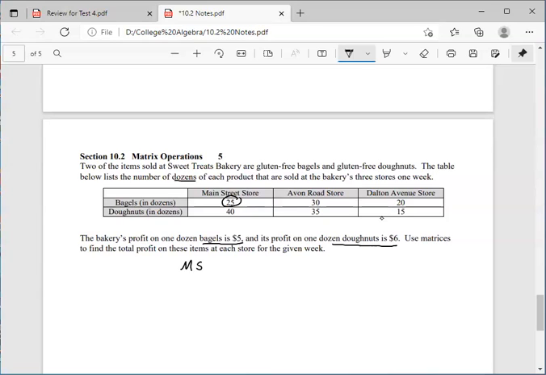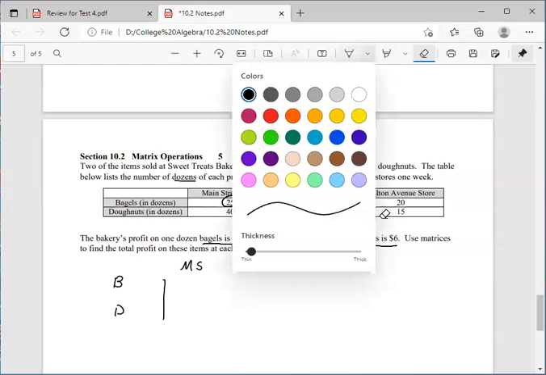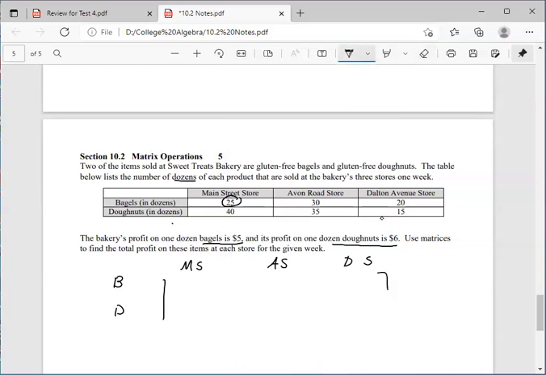So basically what we're doing, this is the Main Street store, the Avon Road store, the Dalton Avenue store. We've got bagels, and we've got donuts, and they want to know what the profit is going to be for each of these. So if we want to make a matrix of what the profit is going to be, you absolutely could type these in the calculator, but sometimes it's just easier to do this. So bagels are going to give us $5 of profit a piece. So we would take 25 times 5. And 25 times 5 is 125.